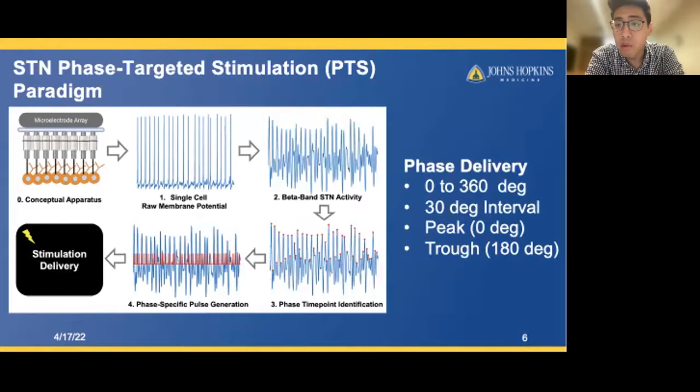From our recorded membrane potential of each of the STN neurons, we bandpassed the signal to extract its beta band waveform. Across this beta band waveform, we then identified the specific time points at which the phases occur. Specifically, we covered from 0 degrees to 360 degrees in 30-degree increments. So 0 degrees, 30 degrees, 60 degrees, and so forth. And at each of these time points, we delivered a rectangular pulse.